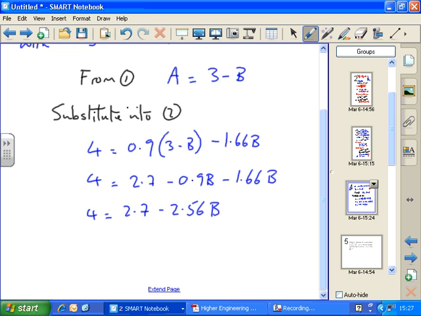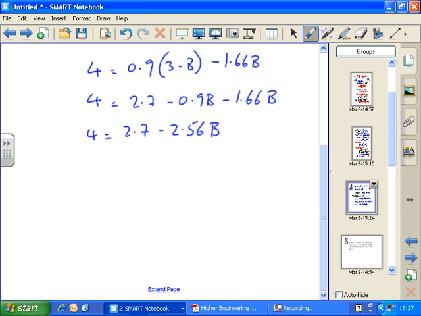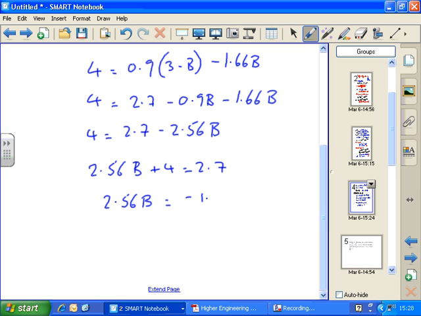Adding 2.56b to both sides, we get 2.56b plus 4 equals 2.7. Subtracting 4 from both sides, we get 2.56b equals, what's that, minus 1.3. And then divide both sides by 2.56 and we get b equals minus 1.3 divided by 2.56.